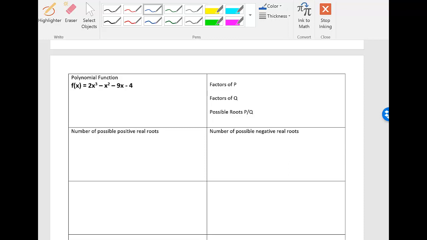Once they're in order, identify your P's and your Q's. So your P is going to be negative 4 and your Q is going to be 2. So the factors of P, so P is negative 4, are plus or minus 1, plus or minus 2, plus or minus 4. The Q is a 2, so the factors of that are plus or minus 1, plus or minus 2.